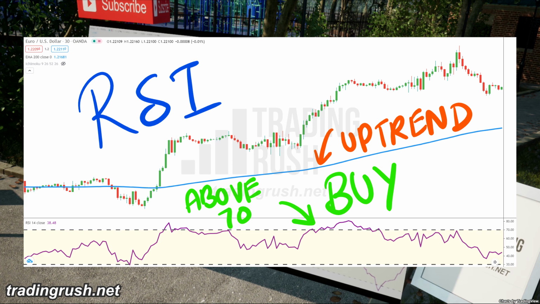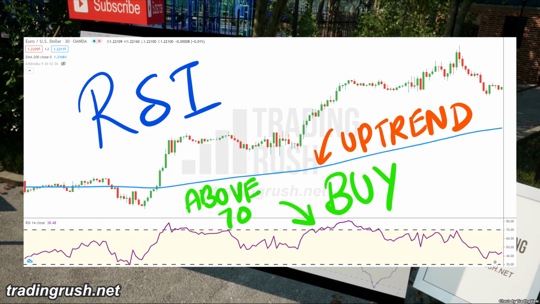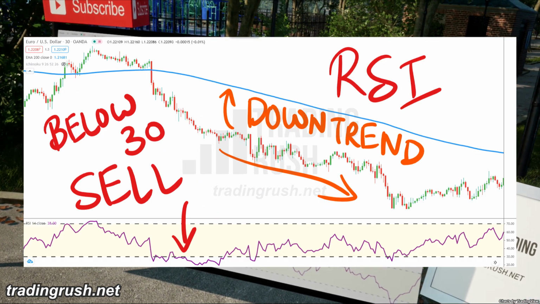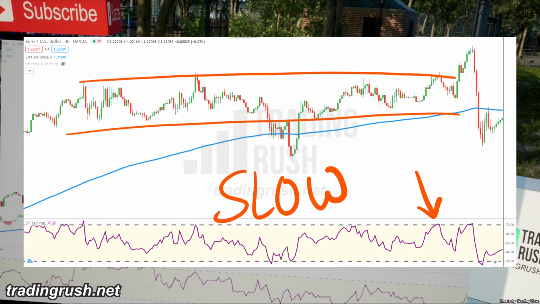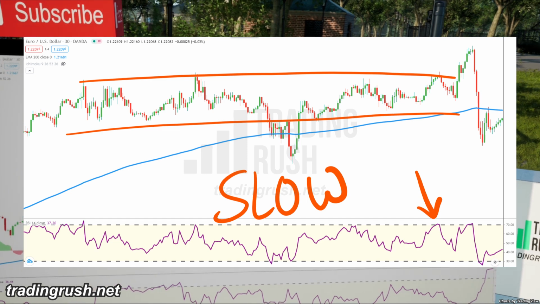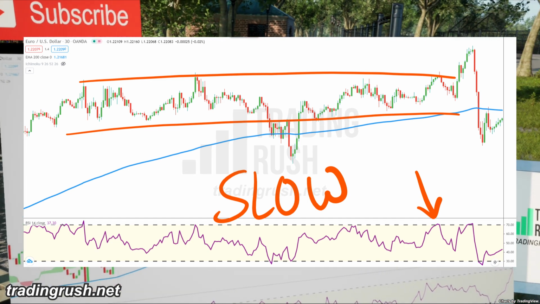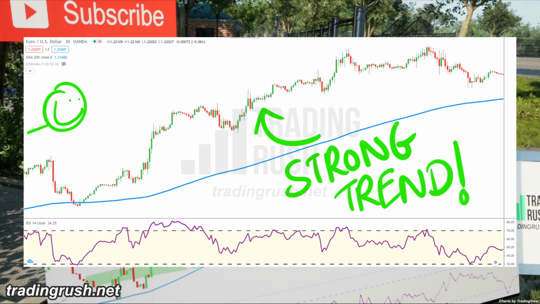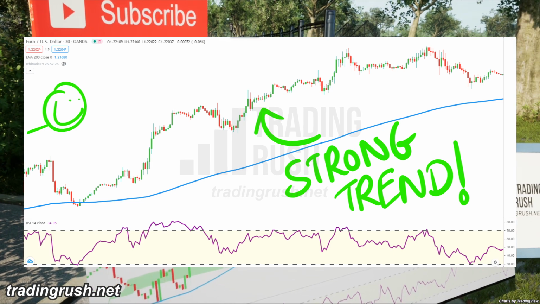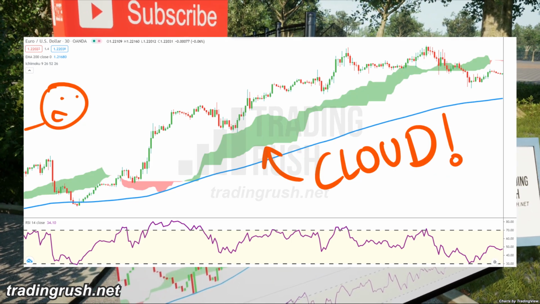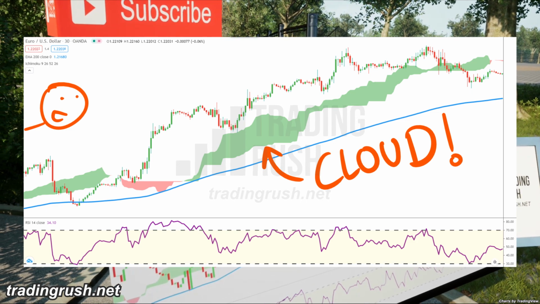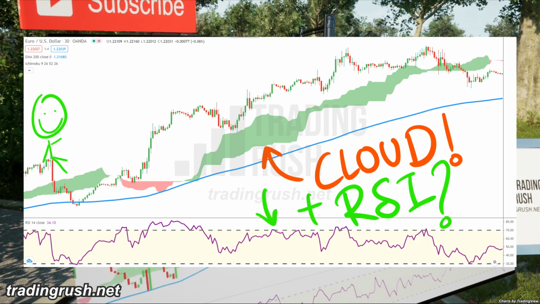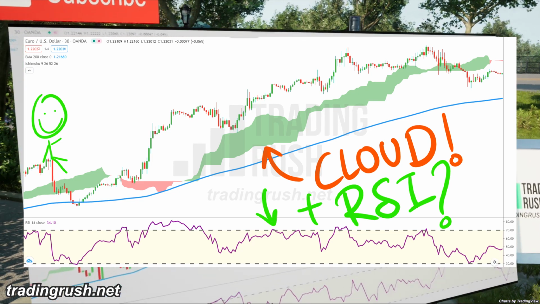That's good and all, but to increase the win rate of this RSI strategy, we need more than just a 200-period moving average. We need to filter the false RSI signals that will appear in the slow and range market, and an indicator that confirms the strong short-term trend in the direction of the long-term trend. That's where the cloud from the Ichimoku Cloud comes into play. Here's how the Ichimoku Cloud and RSI trading strategy goes.